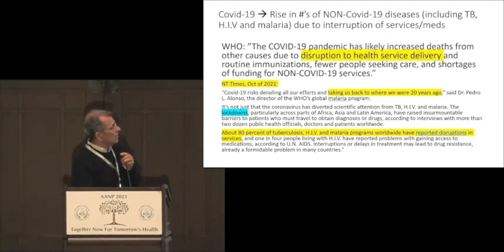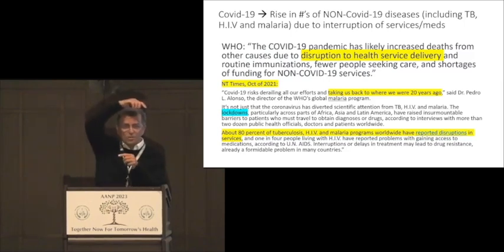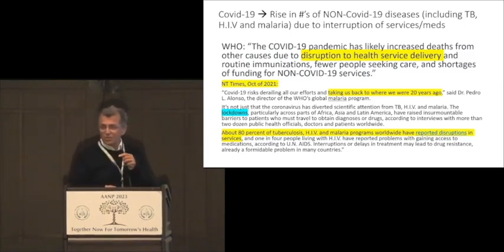COVID-19 just by itself gave rise to numbers of non-COVID-19 diseases like TB, HIV, and malaria due to interruption of services. According to a New York Times article, COVID-19 set us back by about 20 years in relation to the treatments, how far we had gotten with TB, HIV, and malaria. So just the one pandemic affected all the other pandemics. And that shouldn't be surprising to us. Very unfortunate, but it's true.